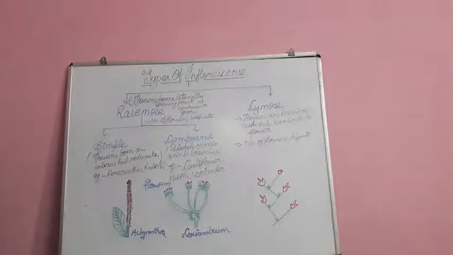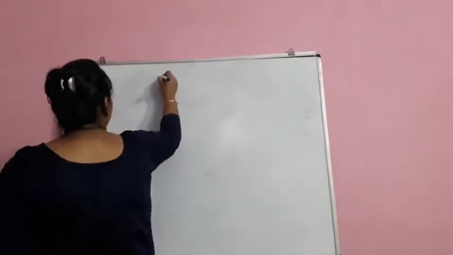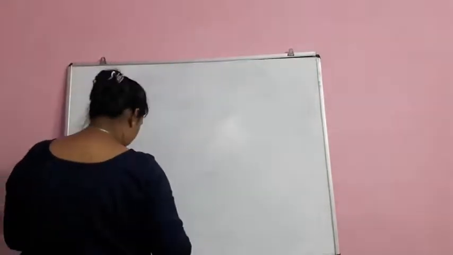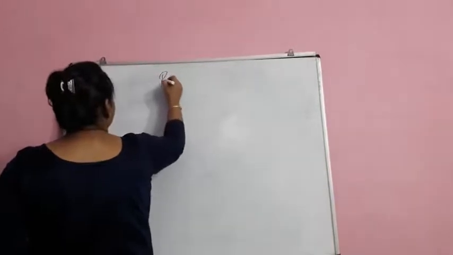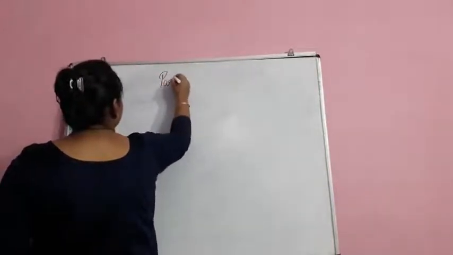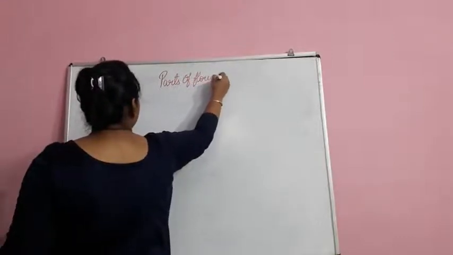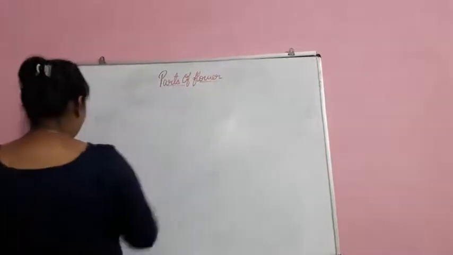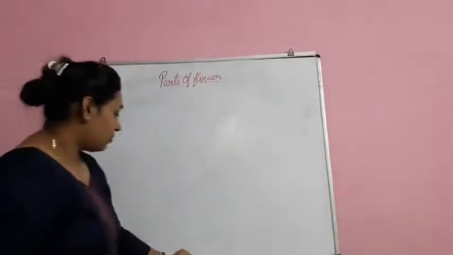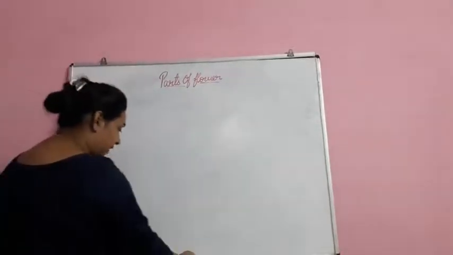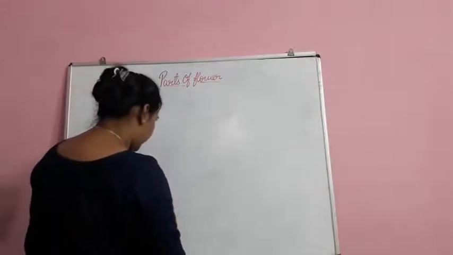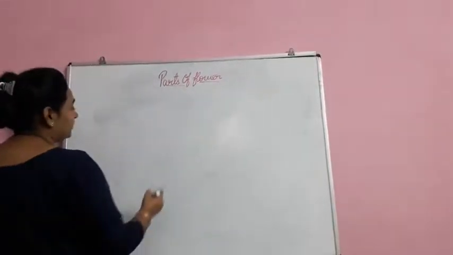Now let us move forward and see the parts of the flower. So let's start with this. This is not working actually. As you know, these are the modified form of leaf, right? So let's begin with this and see all the parts.